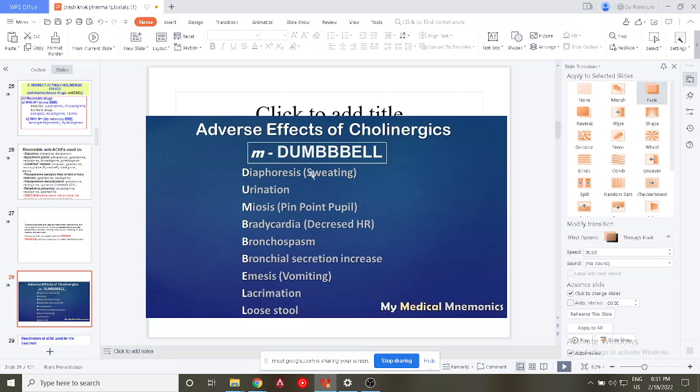So I want you to take note. These are the effects of cholinergic drugs. So everything you see here is the effect of cholinergic drugs. So please take a picture, write it down. Just make sure you know this. So once you know this, you're going to know the effect of cholinergic drugs.